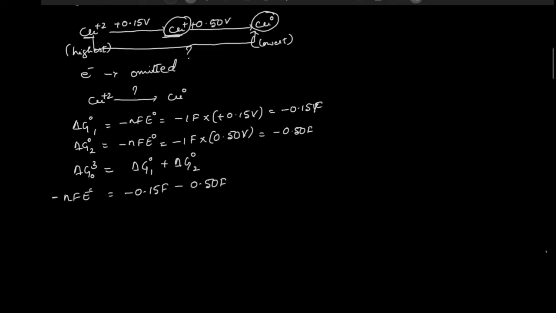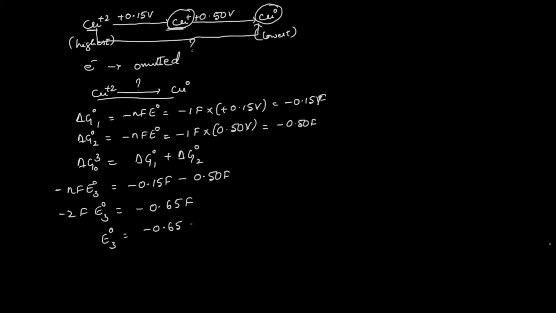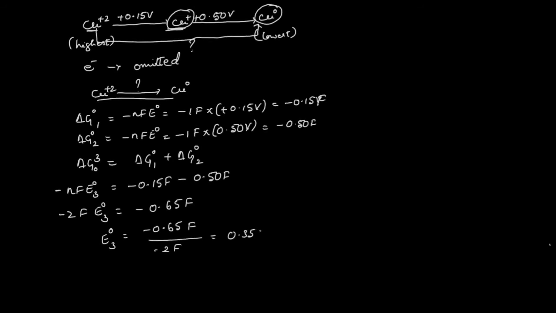Here we have minus n F E naught for the third step, that is the non-adjacent species. How many electrons are involved in this overall process? 2 electrons are involved. That means minus 2 into F into E naught of 3 will be equal to minus 0.65 F. Then the E naught value for this conversion is minus 0.65 F divided by minus 2 F. After simplifying, you will get 0.35 volt, which is a positive value.